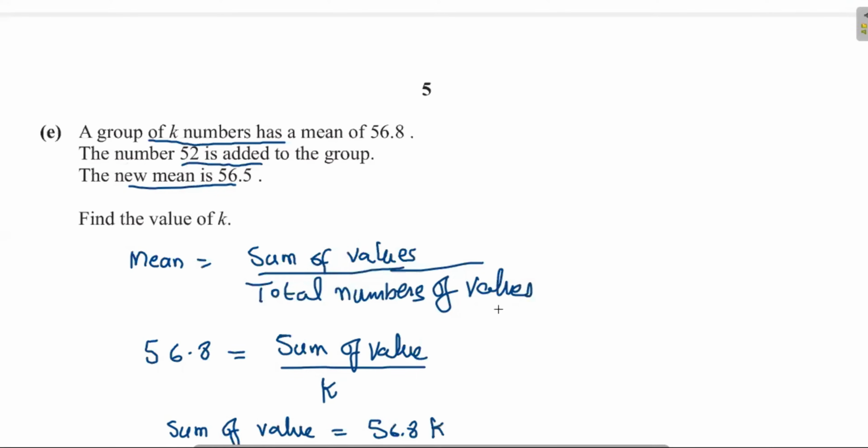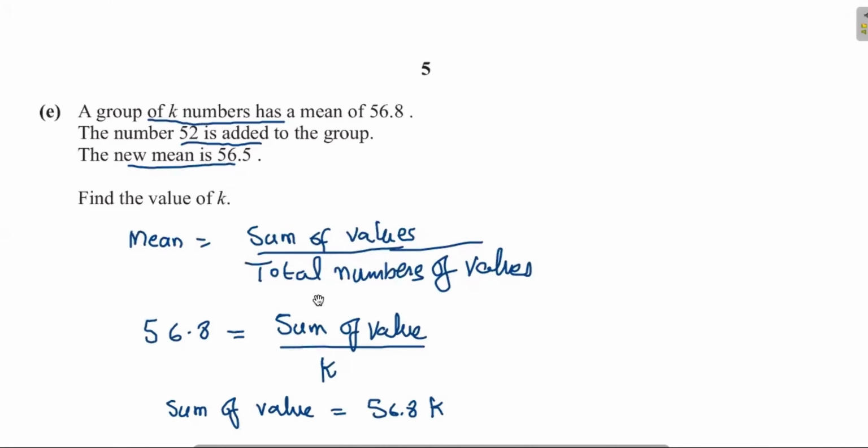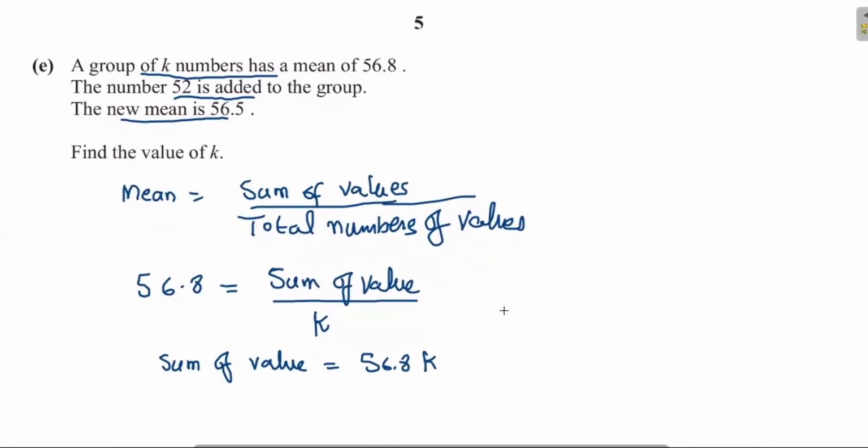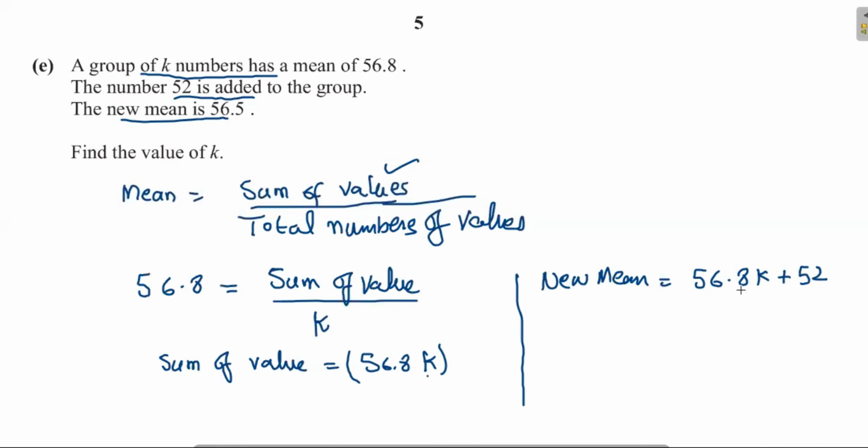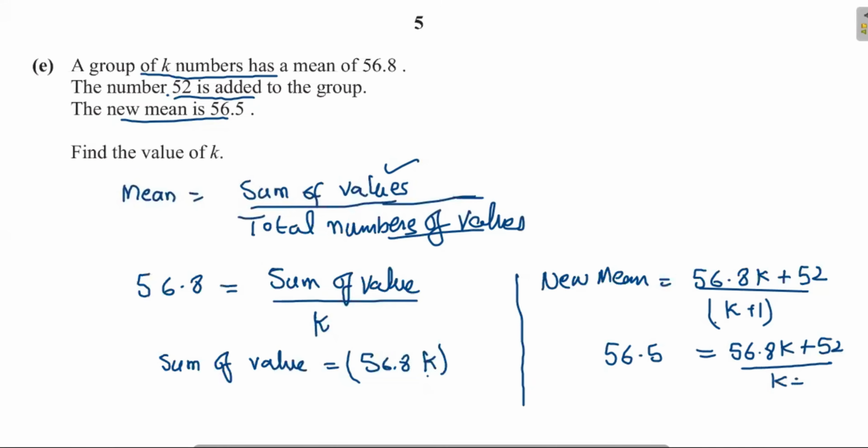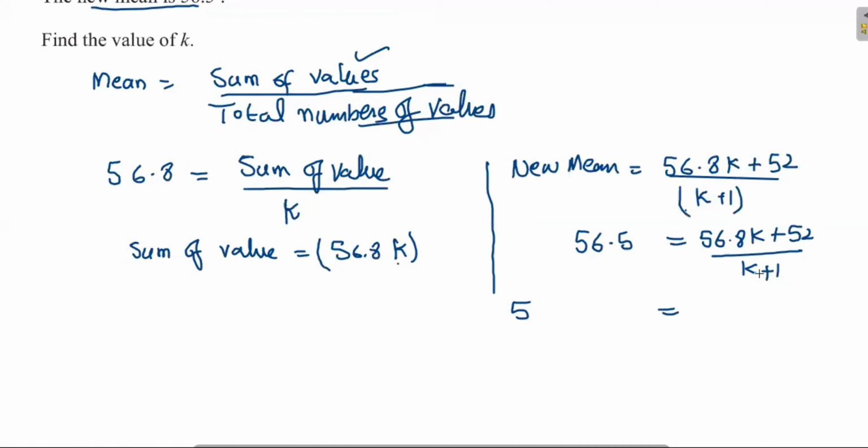Next is the number 52 added to the group. The new mean is 56.5. Now you see here, the new mean will be equal to sum of values. Sum of values is 56.8k plus this member added in this group. Therefore, total sum of values becomes 56.8k plus 52, and the total number of values, you see here one member is added. Total members become k plus 1, and the new mean here is 56.5, and this value is 56.8k plus 52 over k plus 1. Now we shift the k plus 1 from right to left side.